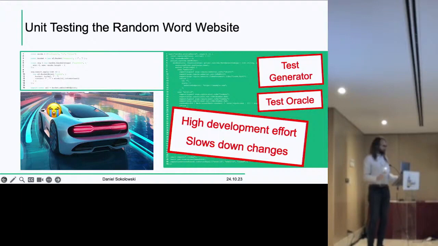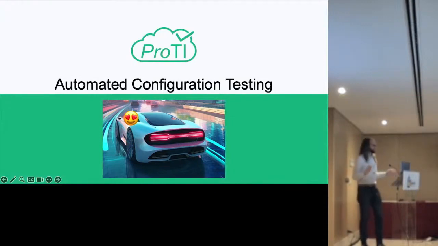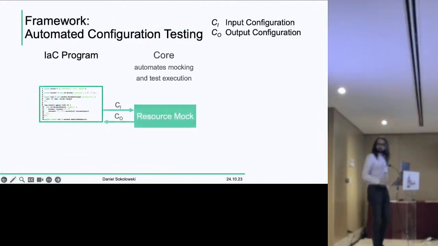So how do we get out of there? I mean, that's the problem. Let's get to the solution. And our solution is, let's automate. Let's try to automate as much of this as we can. And the conceptual framework that we came up with for this is automated configuration testing. What we do there is, on our infrastructure as code program, at the core we automatically mock all resource creations.